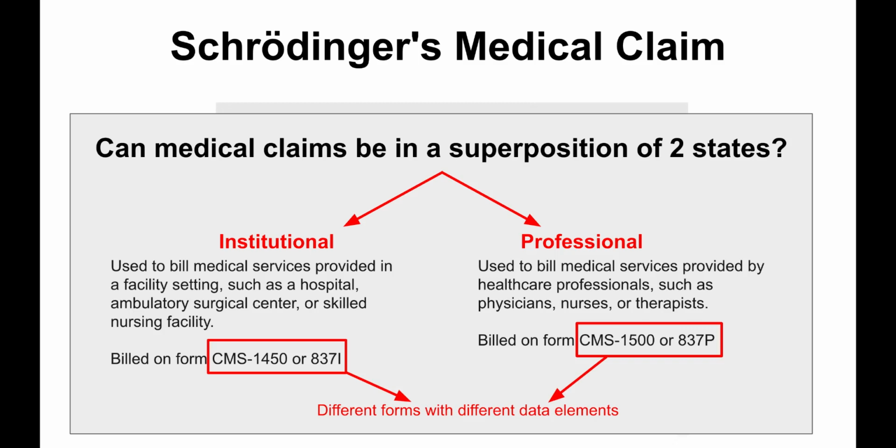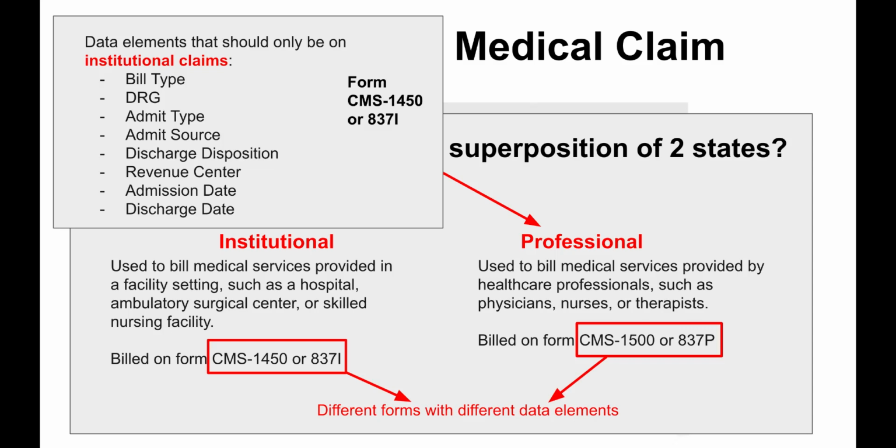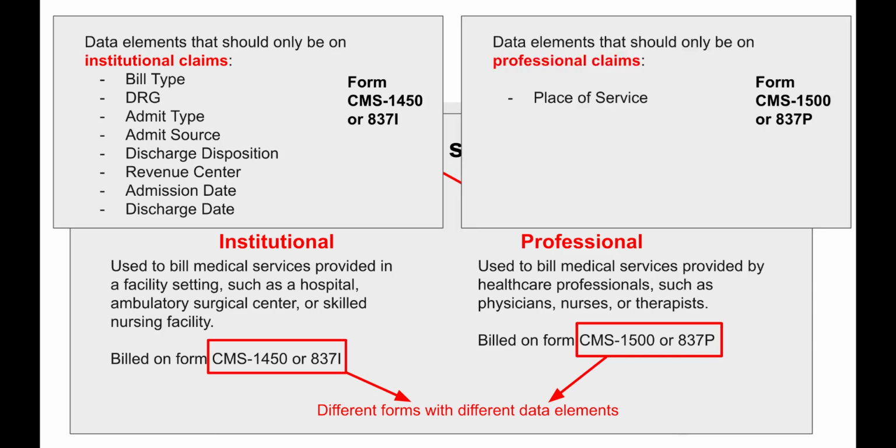These are two different types of claims billed in two different forms with different data elements. Institutional claims have data elements that are specific only to institutional claims. These are things like bill type, DRG, admit type, admit source, etc. These are data elements that are only present on Form CMS 1450 or 837I. Professional claims should not have any of these institutional specific data elements, and they should have a place of service code. Place of service code is a professional claim specific data element that is only in Form CMS 1500 or 837P.